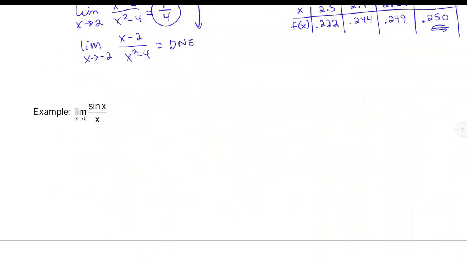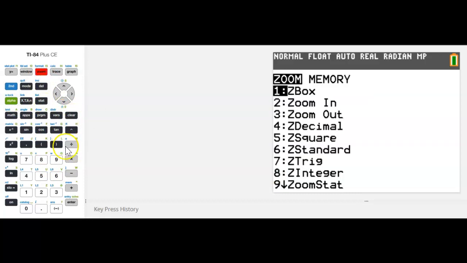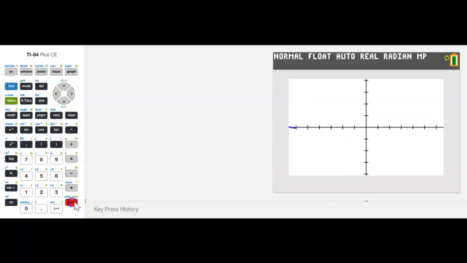Now I want to look at this limit as x approaches 0 of sine x over x. This is a very popular function to show up in AP Calculus, so I would like to introduce you to it right away. And I would like to do that on the graphing calculator. I want to go to the y equals menu and enter in our function sine x divided by x. I'm going to hit zoom, choice 4. Choice 4 gives me a nice closer look to the origin. Okay, so this is sine x divided by x.